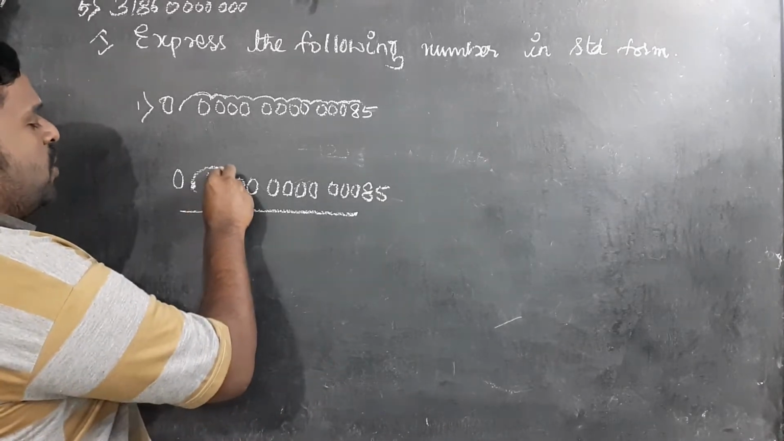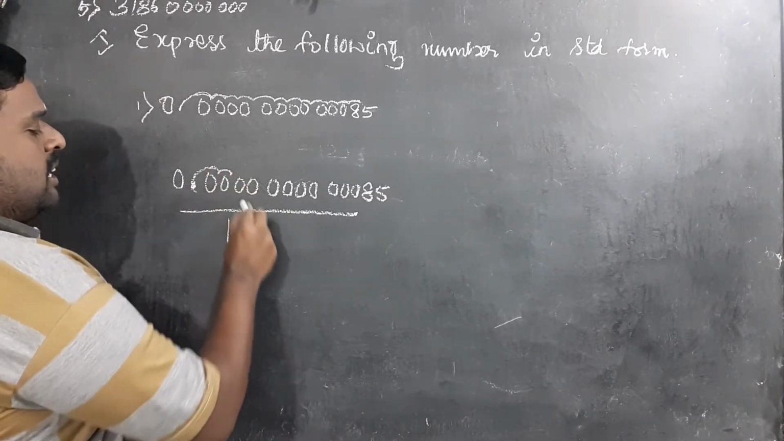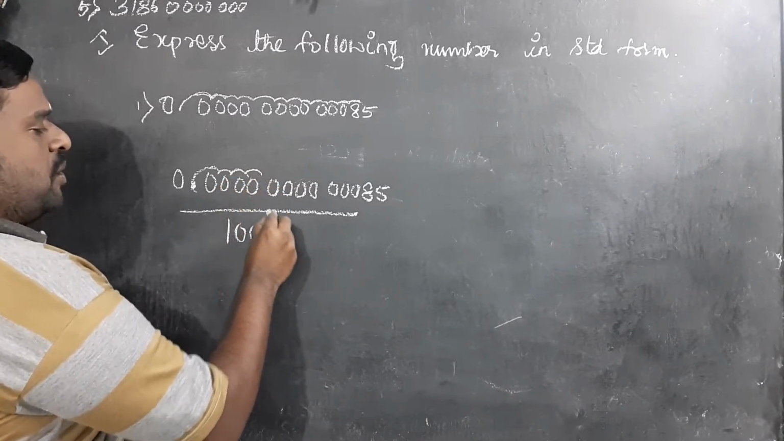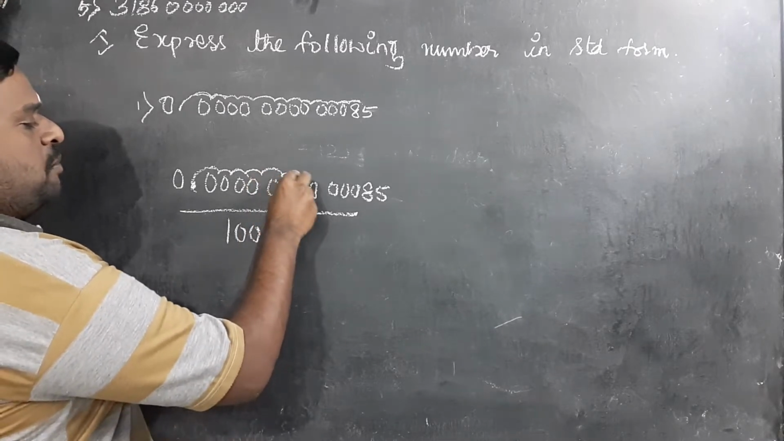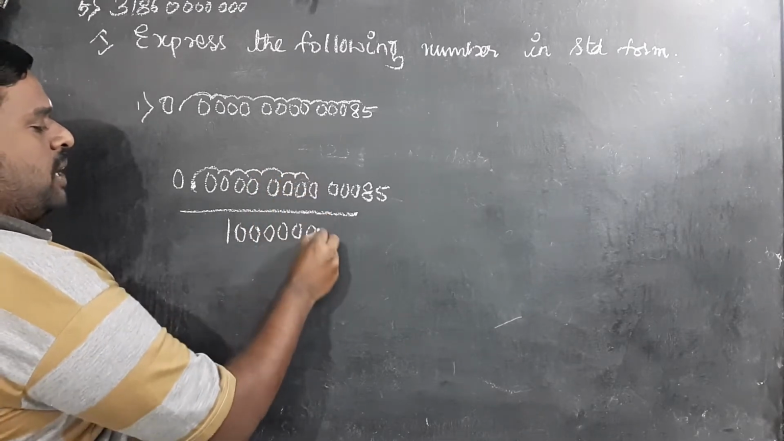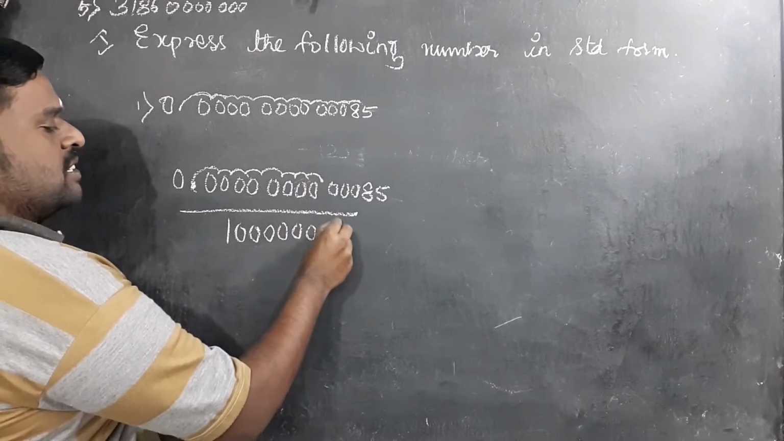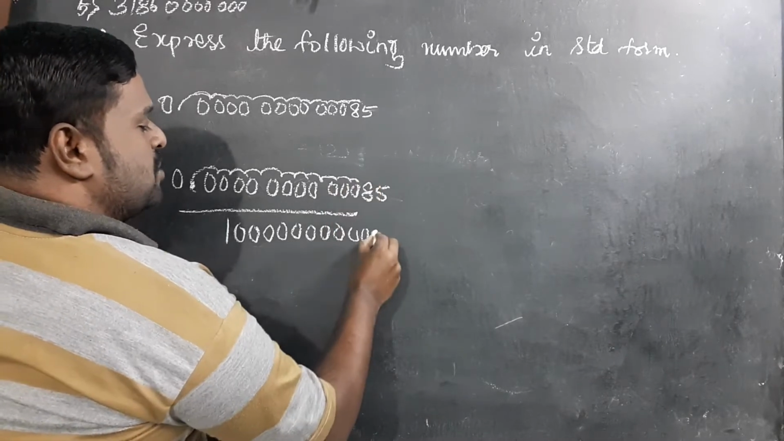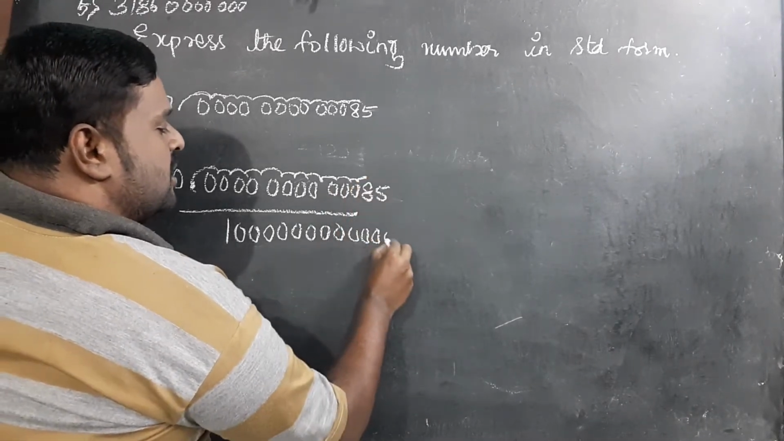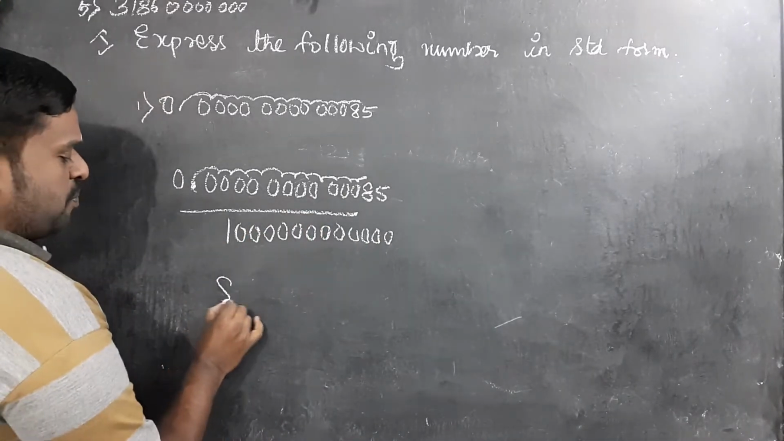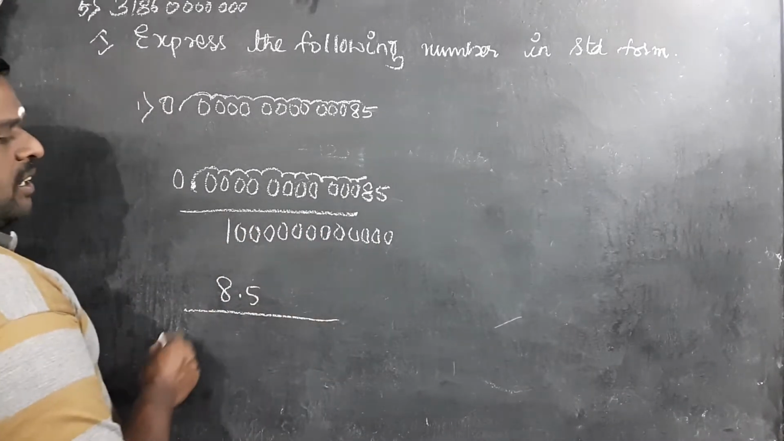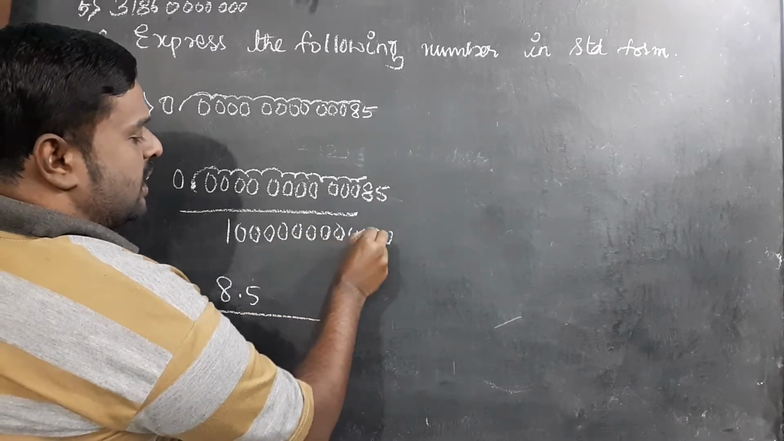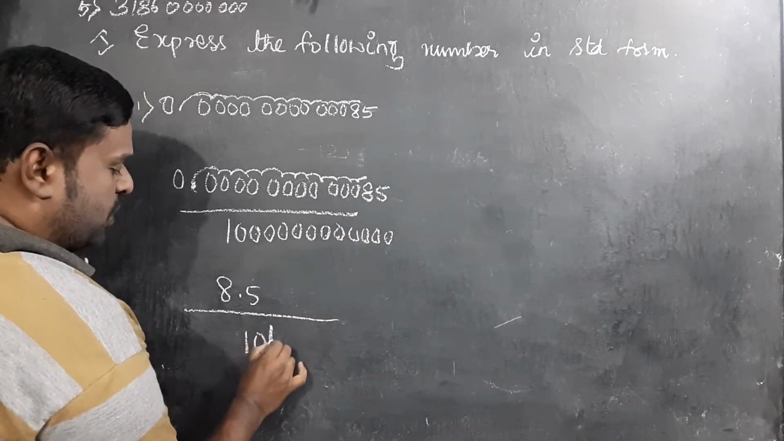Look here. I am shifting one decimal place, taking a 0. Shifting another decimal place, taking a 0. I repeat this for each place, taking a 0 every time. So it is 8.5 divided by... Now, look at how many zeros: 1, 2, 3, 4, 5, 6, 7, 8, 9, 10, 11, 12. This is 10 to the power of 12.